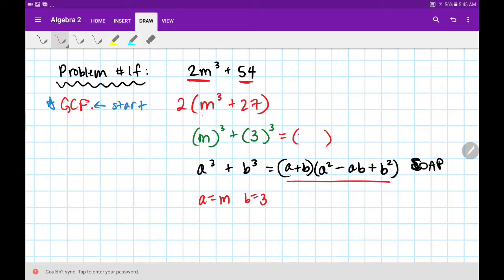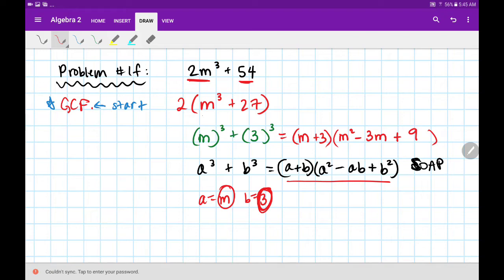Okay, what's my a? m plus. My b is 3. Okay, I'm going to square a, that's m squared, minus. Okay, multiply them together. That's 3m, and then always positive. Now we're adding b squared. So b squared, well, 3 times 3 is 9.